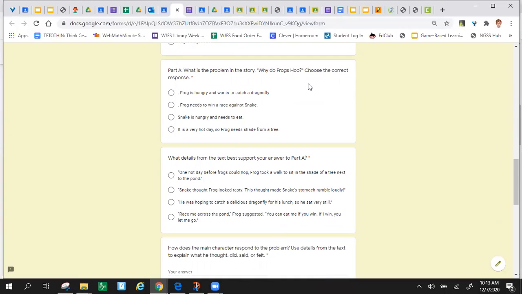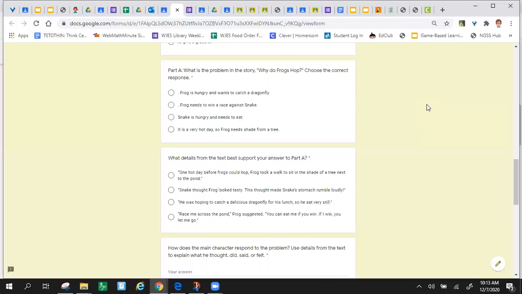All right, the next one says, what is the problem in the story? Why do frogs hop? So when you get to this question, you know that now you need to read the story. You need to go back and click on the story, why do frogs hop? So you take a little break from your Google form and read the story. It says, what is the problem in the story? Choose the correct response. Now remember, when we talked about problems in the story, we said that there's a main problem and then there's sometimes a secondary problem. Pick the one that's the main problem, okay?